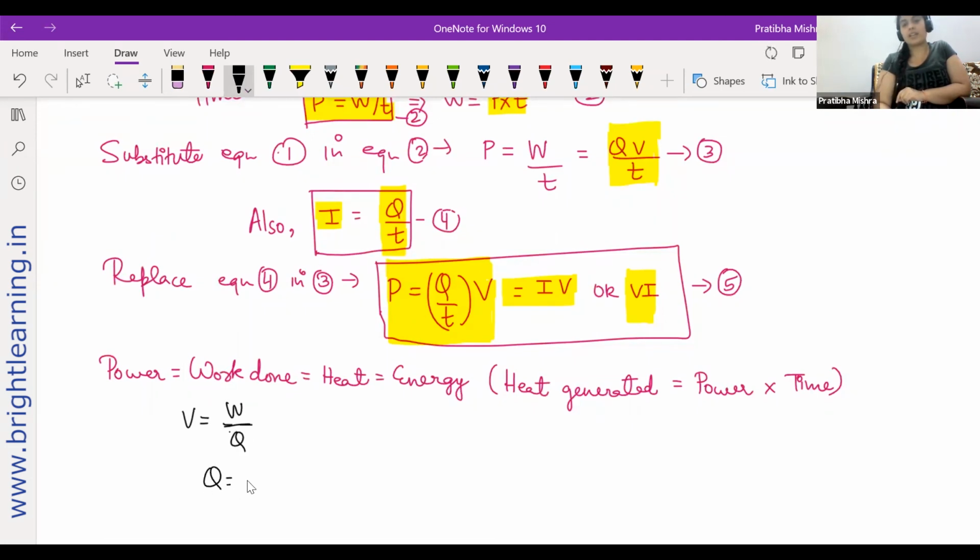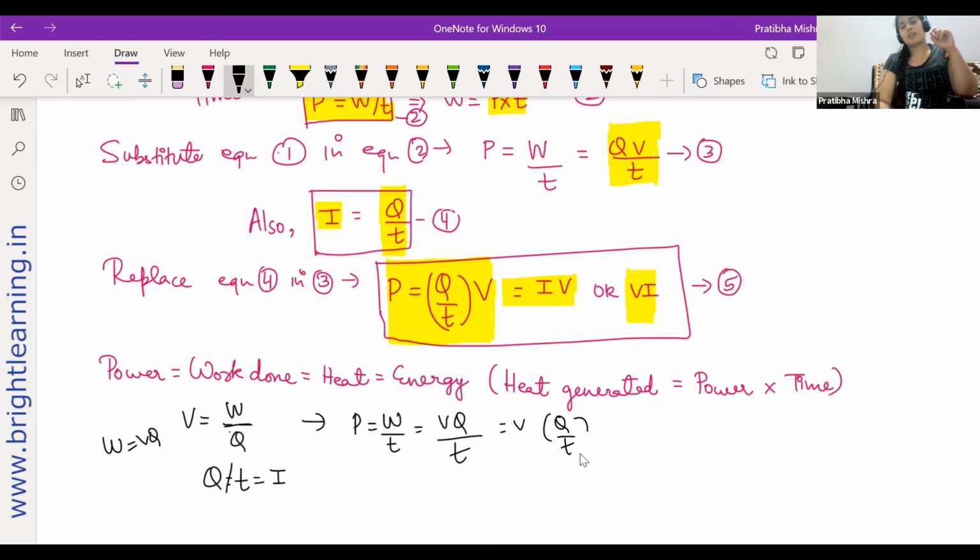Q is what? Q is charge, right? So Q by T is how much? I. So this is the voltage, right? Now what is power? Power is nothing but the work done by time. What is work? Work can be taken from here, V into Q. So you can just write VQ by T. Then Q by T is how much? I, right? So what is power? Power is VI.